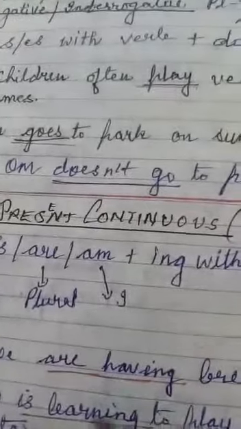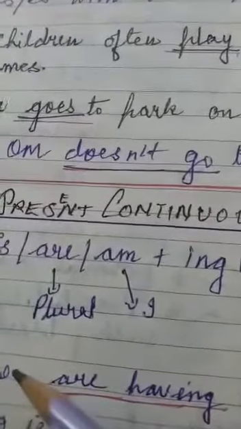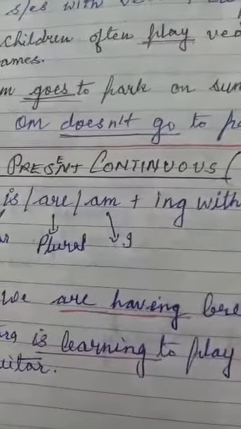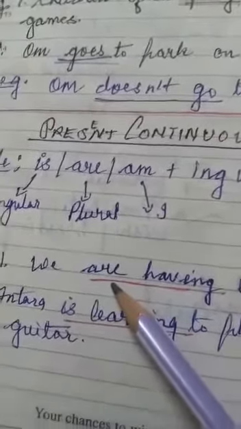For example, we are having our breakfast. I am having my breakfast, we are having breakfast, or she is having breakfast. According to the subject, is, am, are keeps on changing.